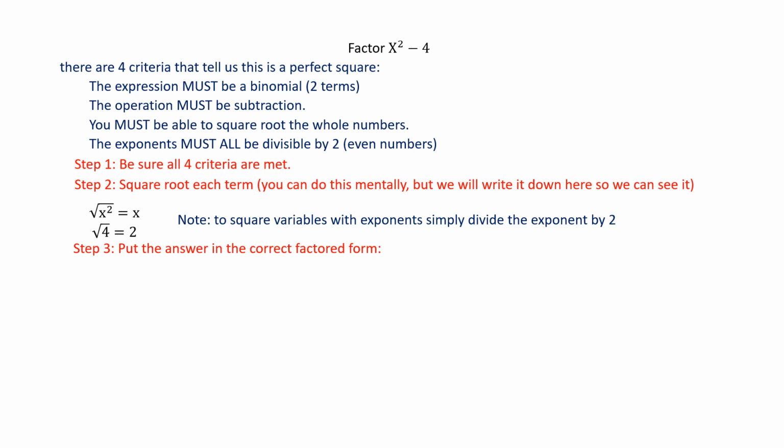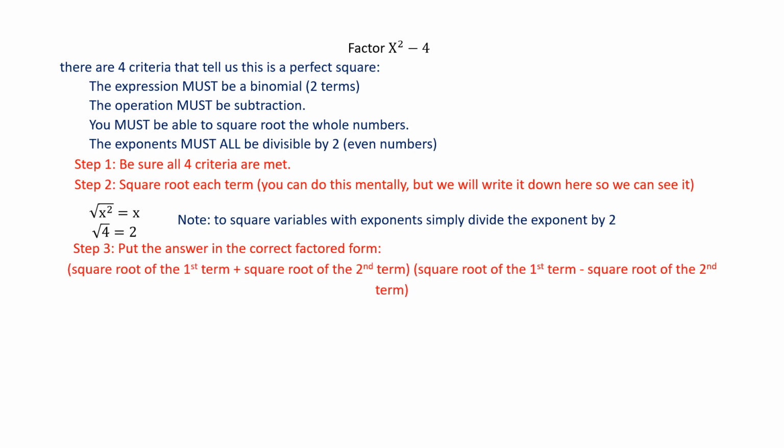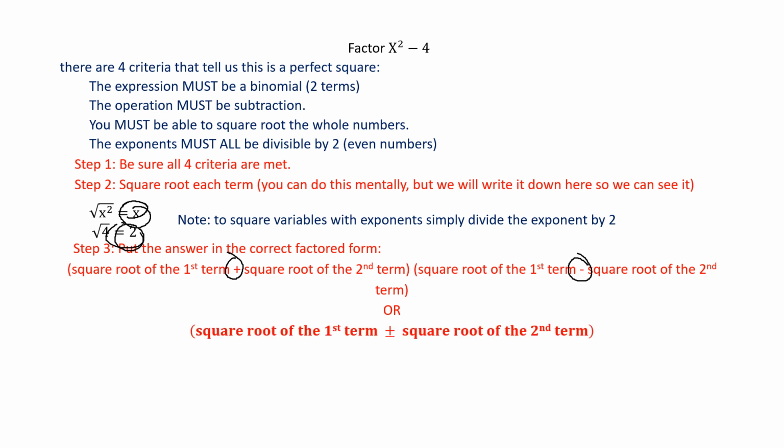And then there is a specific form that perfect squares have to be in. Now I'm going to give you the long drawn out one first. Square root of the first term plus the square root of the second term in the first parenthesis. Second parenthesis, square root of the first term minus the second term. So you're going to do first term plus second term, then first term minus second term, or you can use this beautiful little thing called the plus or minus. That's going to take the place of a plus and a minus.